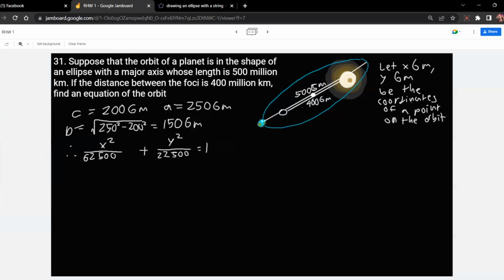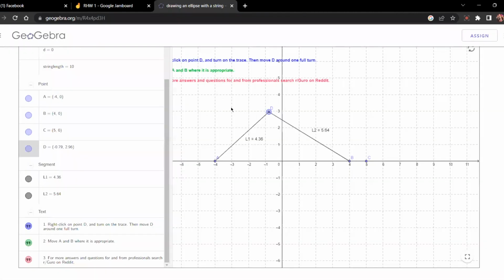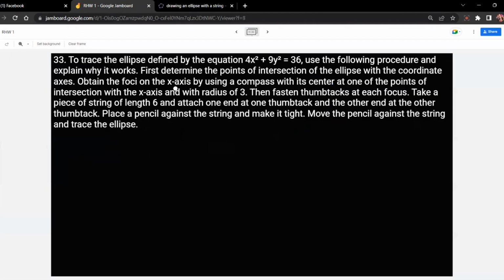33 naman. So it's the fun experiment. But luckily, I was able to create this. So we will simulate the experiment. First, determine the points of intersection of the ellipse with the coordinate axis. Okay, hanap na yon. Yan yung string method na using the focus. Okay, ito pa yung length ng string. Ito pa yung simulation.